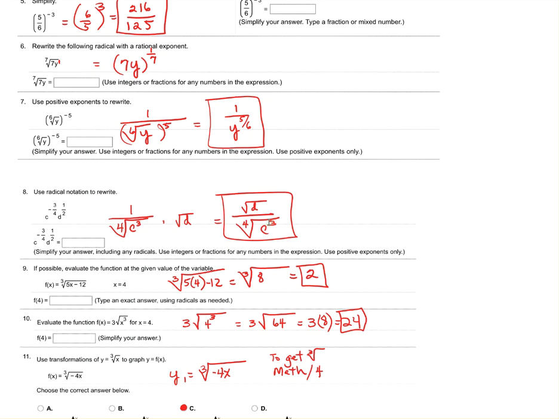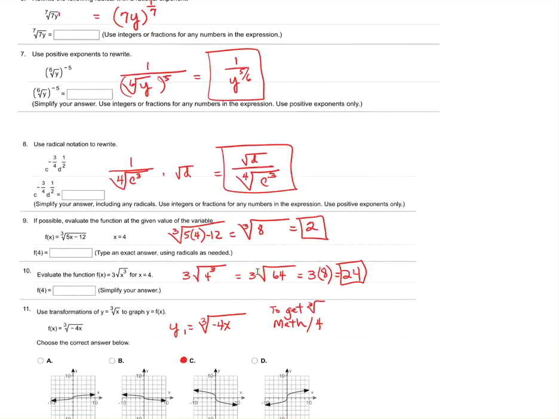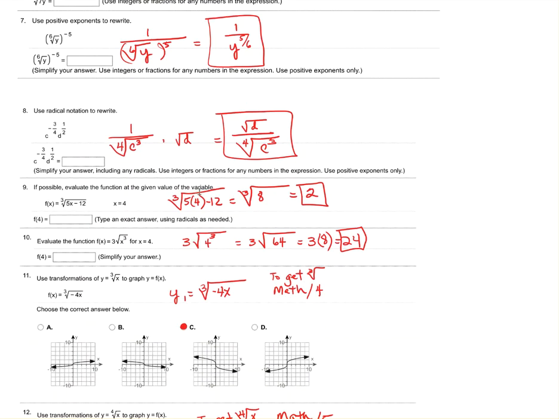If possible, evaluate the function at the given value of the variable. So they say, this is your f of x, and let x be 4. So the cube root of 5 times 4 minus 12, well, that's 20 minus 12 is 8, so that's the cube root of 8, which is 2.